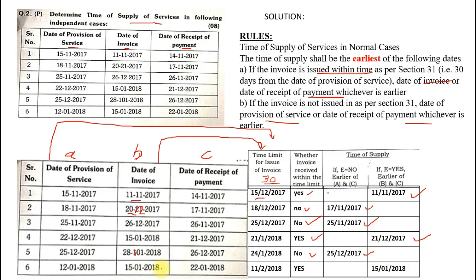And last, 15th Jan and 11th Feb. So 15th Jan is earlier. Yes, it is before the time limit. So B and C, whichever is earlier. So 15th Jan is the earlier among the two.